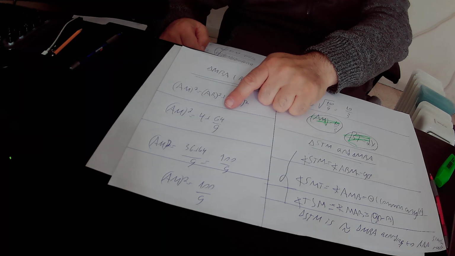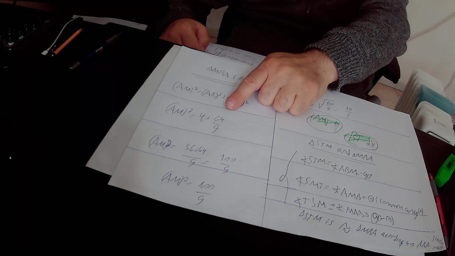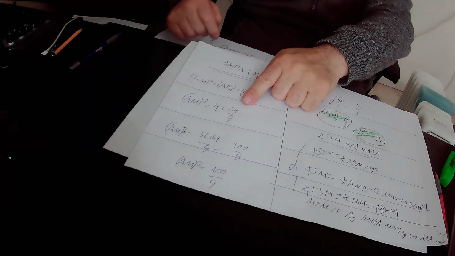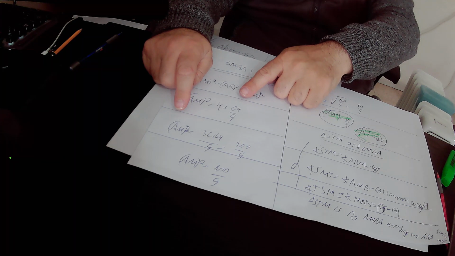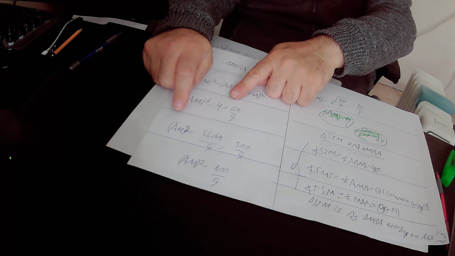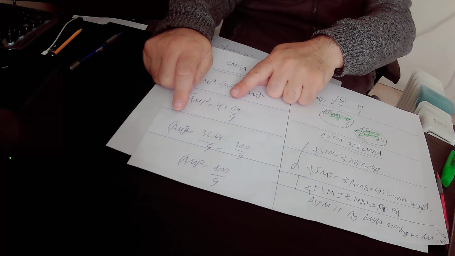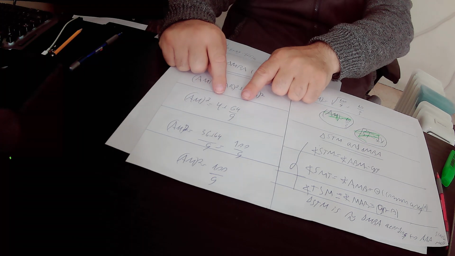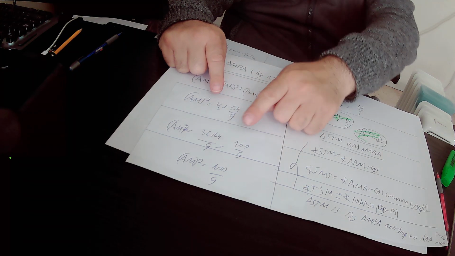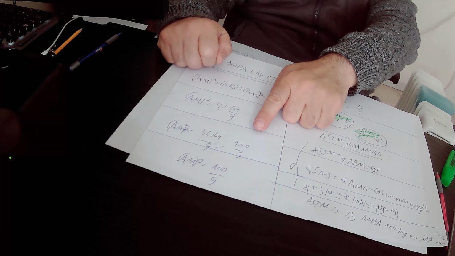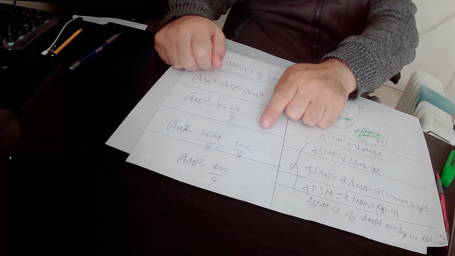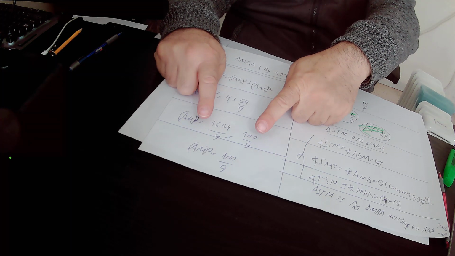Here we multiplied 4 by 9 and then divided it by 9 in order to find a common denominator with 64 over 9. And found that AM squared equals 4 times 9, that is 36. So in total, in the numerator we have 36 plus 64 divided by 9. 36 plus 64 is 100, divided by 9. So AM squared equals 100 over 9.